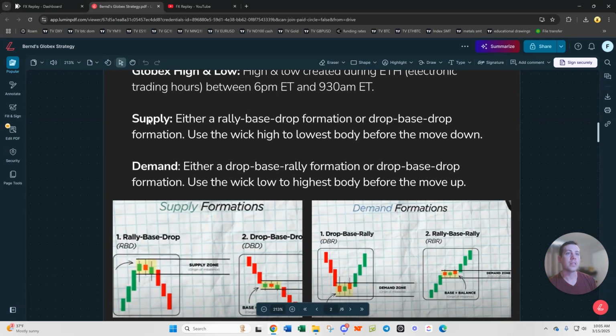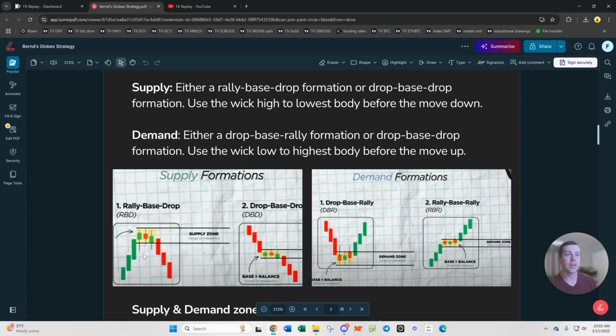We've got supply and demand zones that we're going to be using, and I've got a couple graphics in this strategy PDF. So for supply, there's 2 different formations we'll be looking at. First off, you have an uptrend. He calls it a rally-based drop. You'll be moving to the upside, consolidate a little bit, and then move to the downside. So a rally-based drop. And he'll basically draw the supply zone from the lowest indecision candle body before it moves down, and then the top will just be the highest wick.